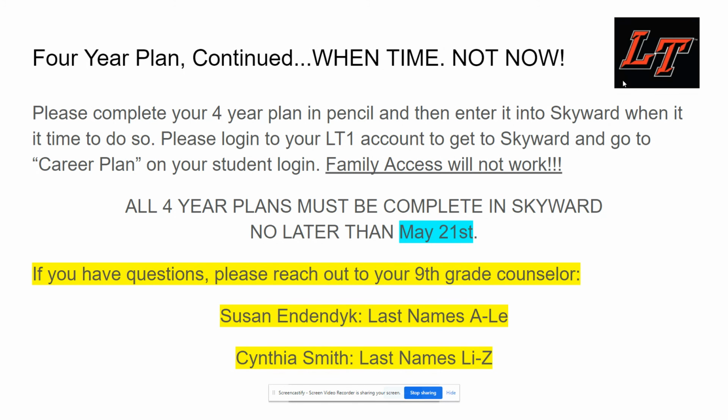Okay, so when the time comes, again, it's not right now, you're going to get what I just showed you in a hard copy. You're going to start writing out everything. You're going to work with your parents on filling it out. Then eventually, you're going to take that and you have to enter it into Skyward. This is under your Skyward account, not your parents' family access account. It can be changed. I know one thing parents particularly get very stressed about is they think, oh my gosh, now we filled this out, and that's not what they want to do. You can change it at any time.